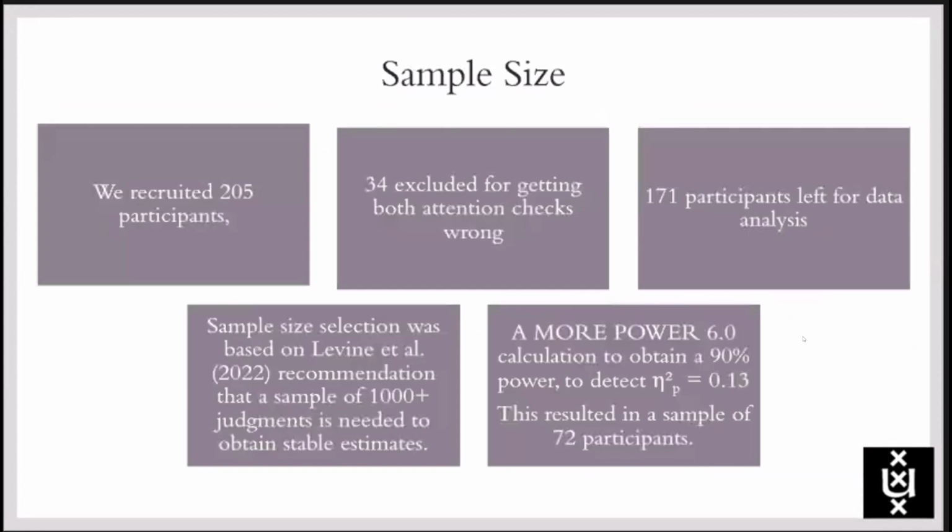So with our sample size, we had 205 participants, and we excluded 34 of them for failing both attention checks. And we included 171 of the participants for our data analysis. And our sample size selection was based on Levine's work that we needed 1,000 judgments to be able to obtain a stable estimate.